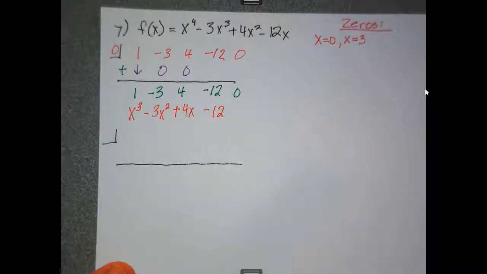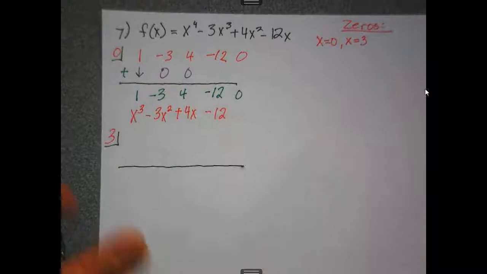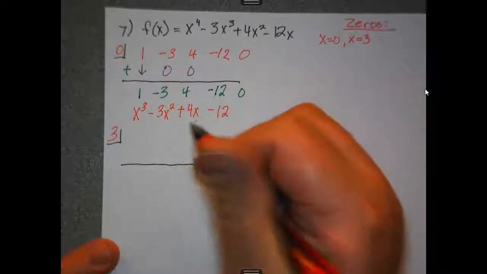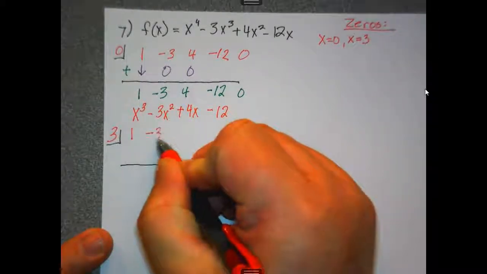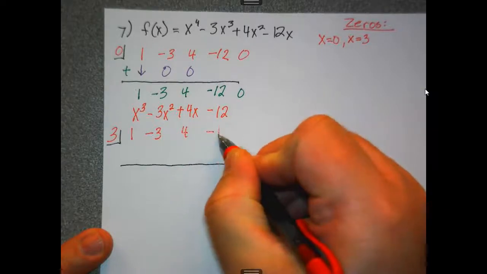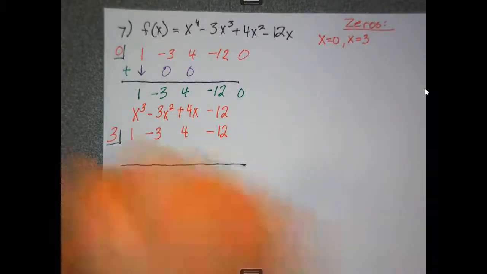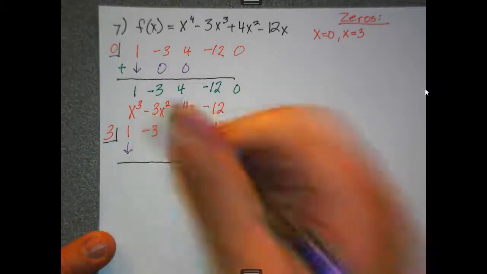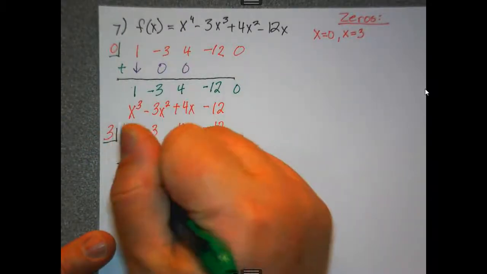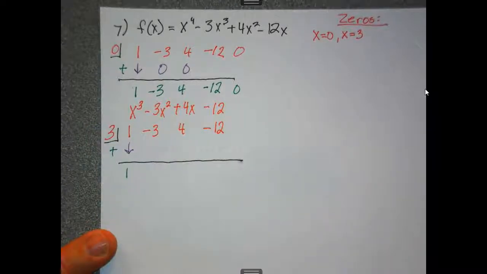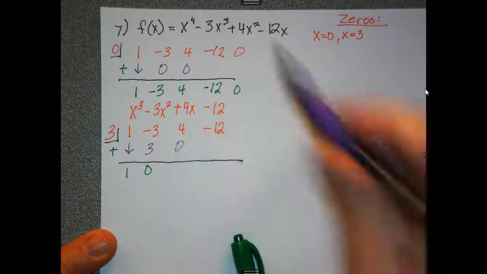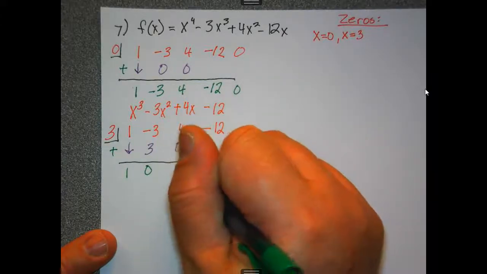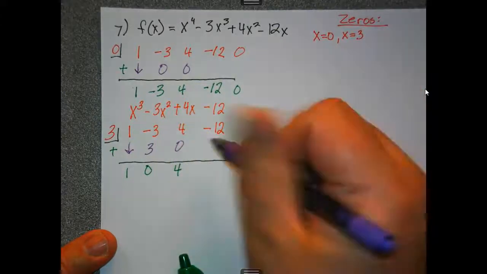That's right, 3. Okay, so I have a 1, a -3, a 4, and a -12. Bring down the 1. 1 times 3. 3 plus -3. 0 times 3. 0 plus 4. 4 times 3. 12 plus -12.